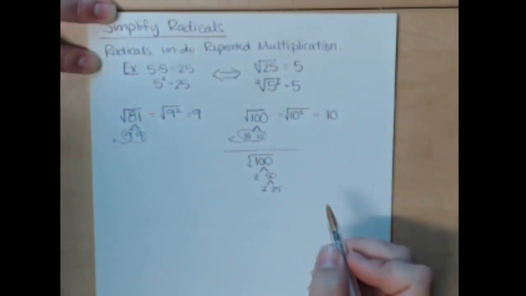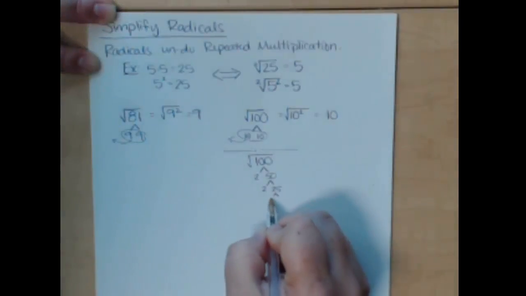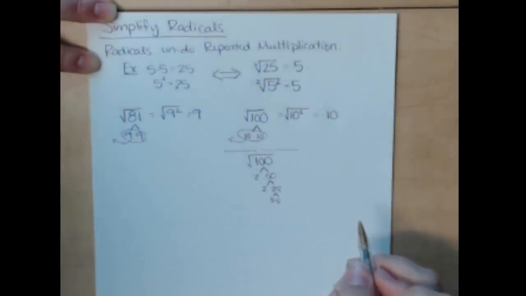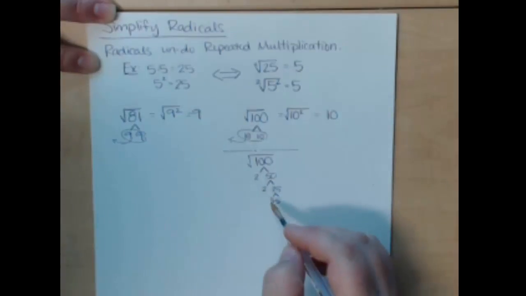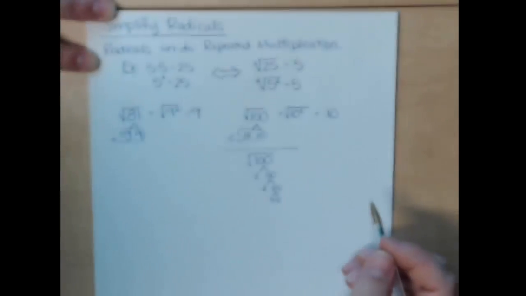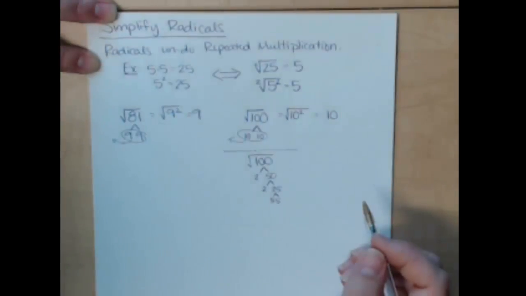Right? And 25 is the same as 5 times 5. And then I can't go any further because 2, 2, 5, and 5 don't simplify any further. But what's helpful about doing it this way is I can now write this in a couple of different ways.